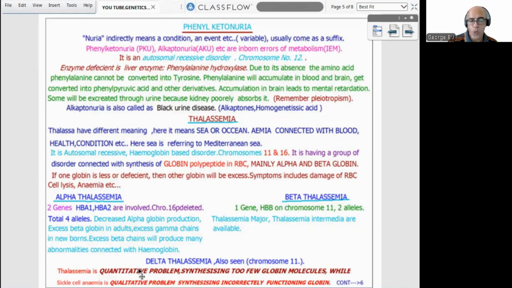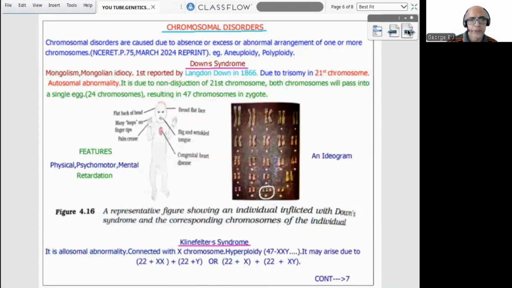Thalassemia is a quantitative problem because of fewer alleles working, synthesizing too few globin molecules. While sickle cell anemia is a qualitative problem, synthesizing incorrectly functioning globin. So there is a difference between thalassemia and sickle cell anemia. Thalassemia is quantitative, sickle cell anemia is qualitative. Common for exams. Now we have to proceed to the next area, chromosomal disorders.